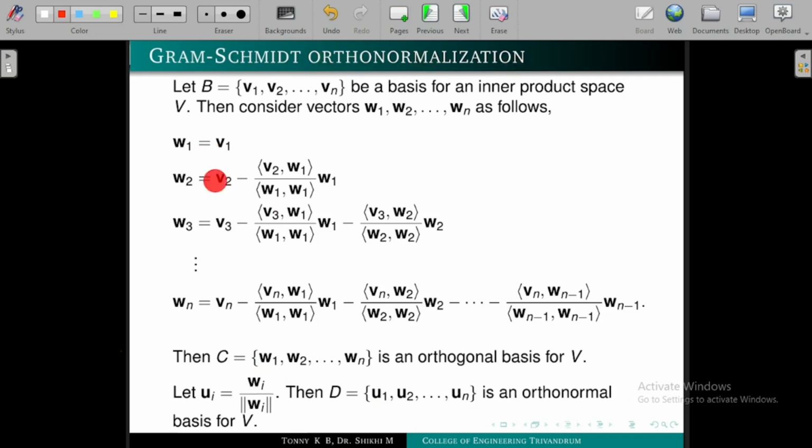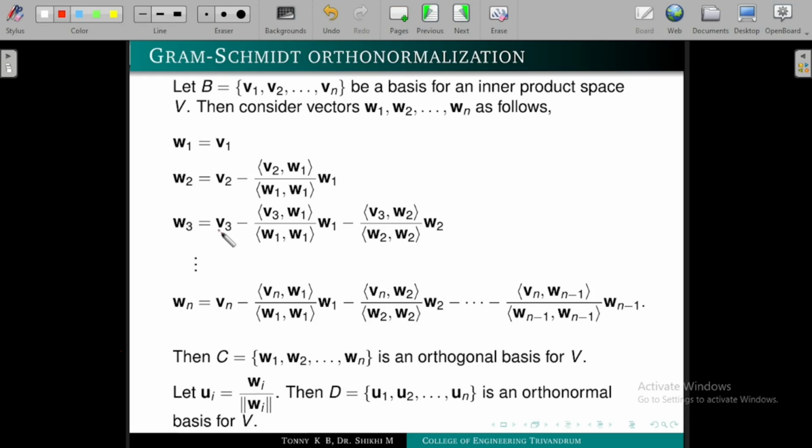So we have to study this formula, how to construct this w1, w2, etc., wn from v1, v2, etc., vn. w1 is v1 itself. And for w2, we are using v2 and w1. The formula is v2 minus inner product v2 w1 by inner product w1 w1 into w1.